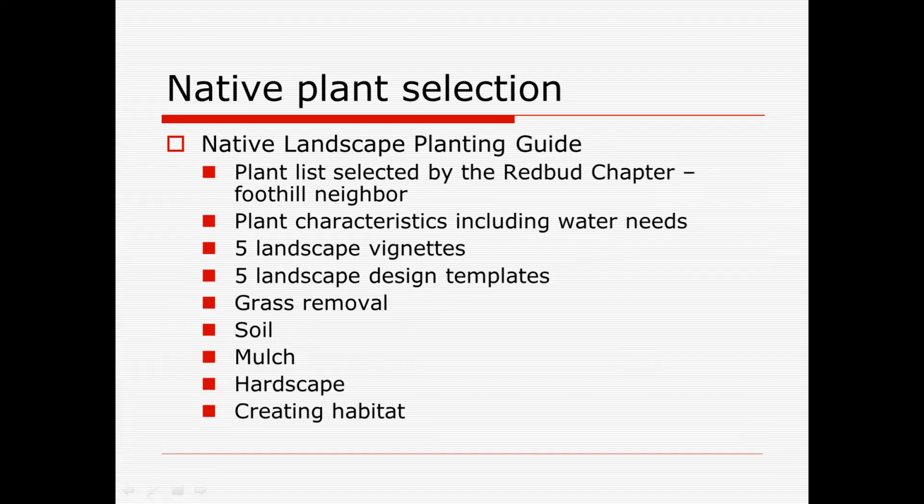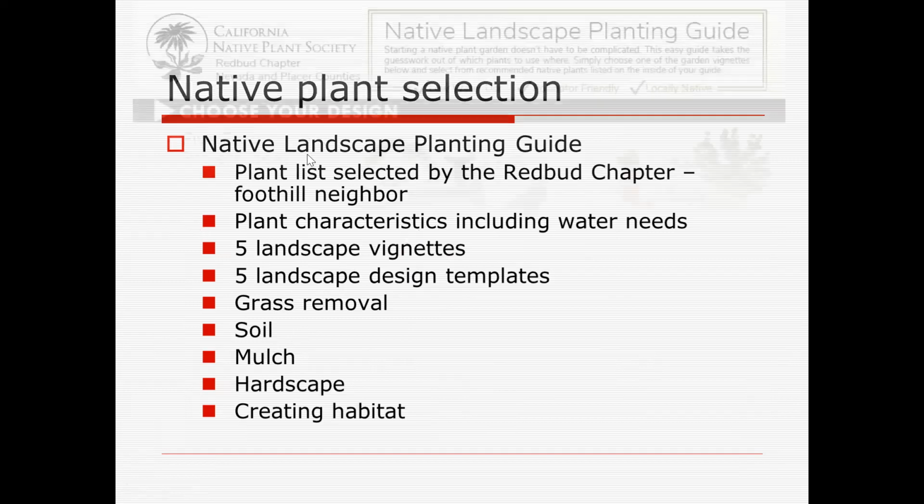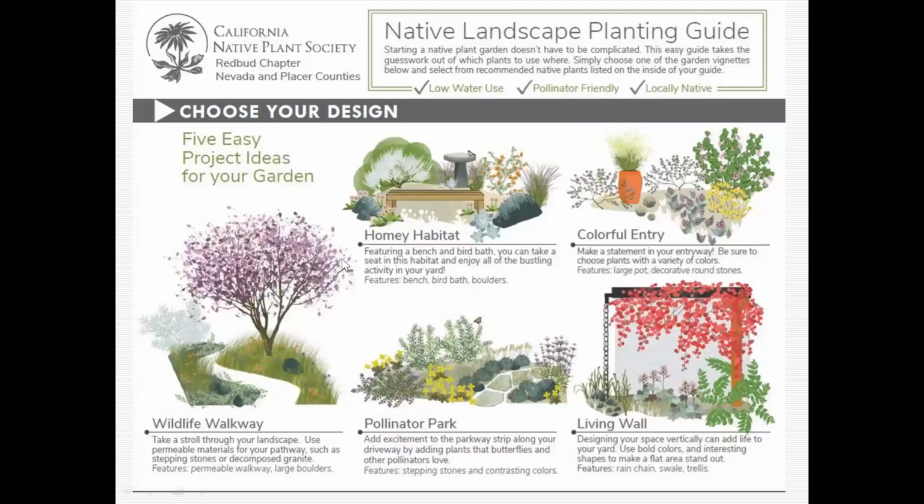So I'm going to show you, this one was created by our neighboring chapter, Redbud, and so many of their plants, if not all of their plants, are completely suitable for us in Placerville elevation. So these are project ideas that they have. A wildlife walkway, what they call a homey habitat with a bench and a fountain, the colorful entry, living wall, and pollinator park. And what they do is kind of brilliant.